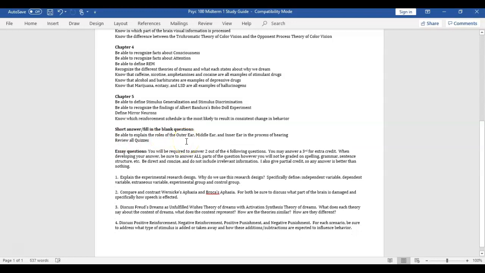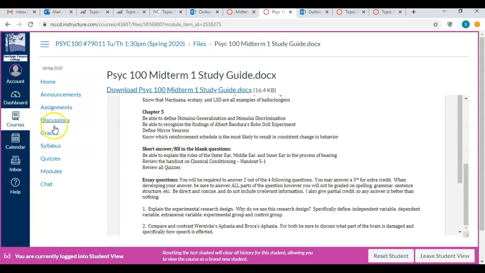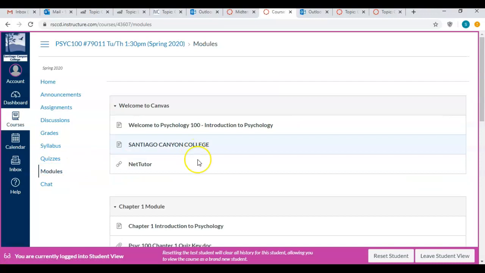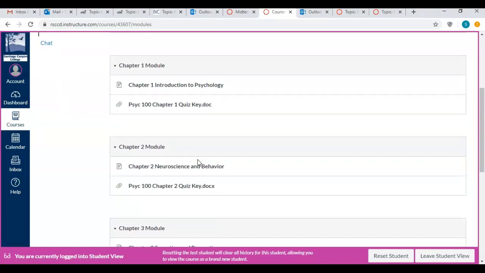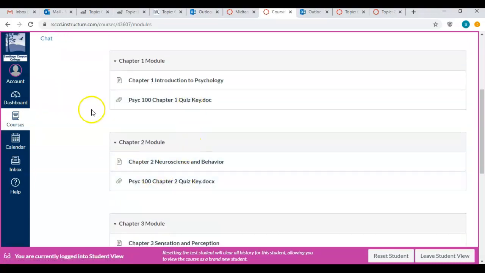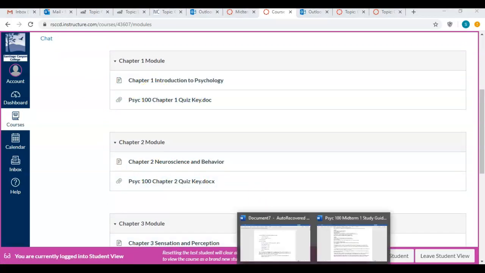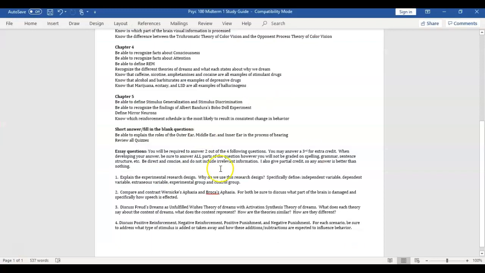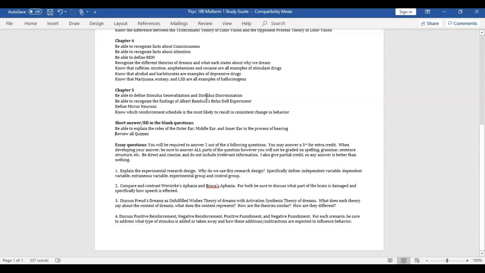And then you do want to review all of the quizzes. All the quiz keys can also be found under the modules tab. So going back for just a second, back to modules on Canvas. You'll see all the quiz keys under their respective chapters. So download those too and study those questions because those questions will be on the exam but are not here on the study guide.